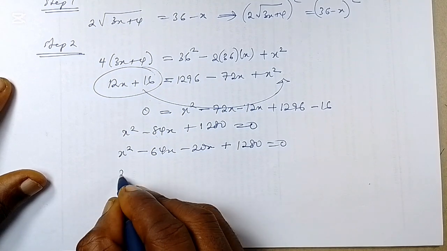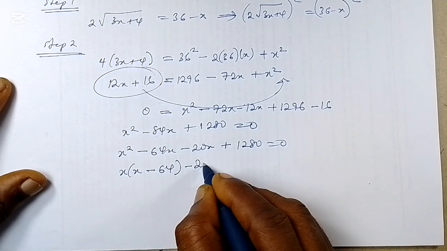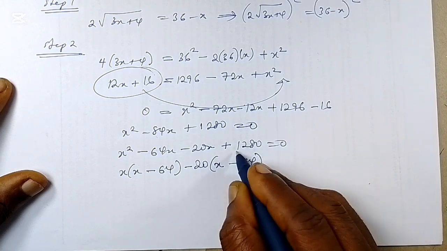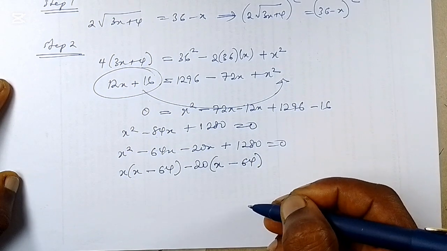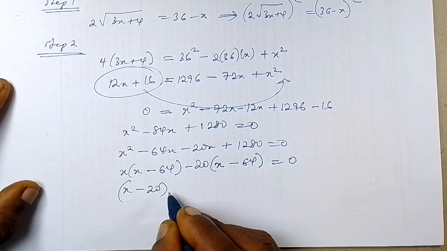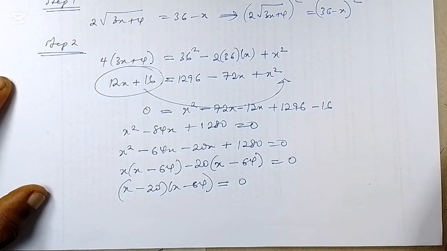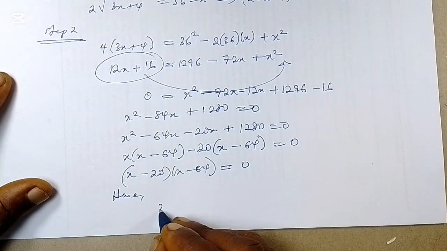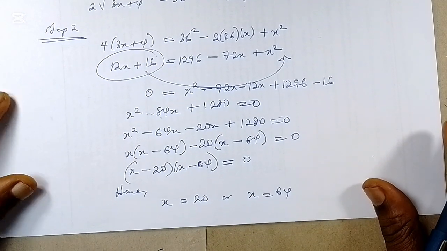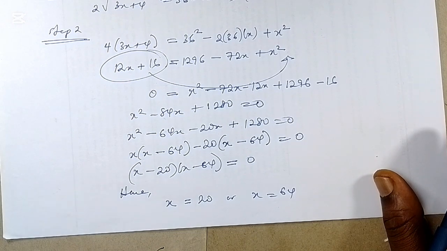So the next thing I'm going to do is to factorize. x is common, so I bring x minus 64 in one bracket. Then I take out minus 20, leaving me with x minus 64, and that ends up giving us 0. So this implies that x minus 20 times x minus 64 will give you 0. Hence you can see that x will be equal to 20 or x will be equal to 64. Now you could use these different values of x to confirm the solution of the problem.